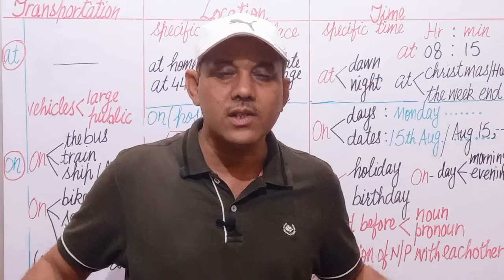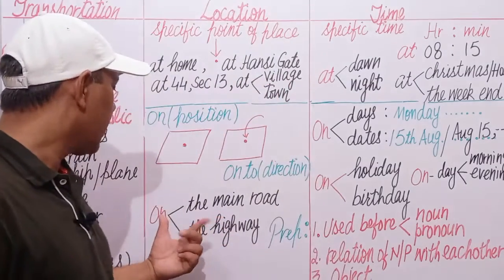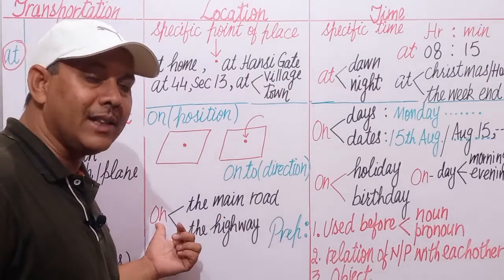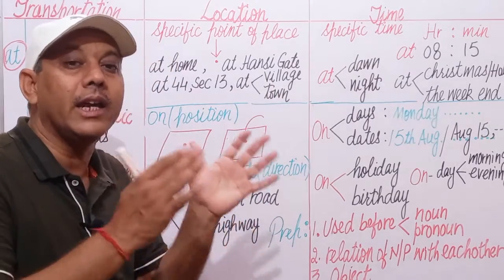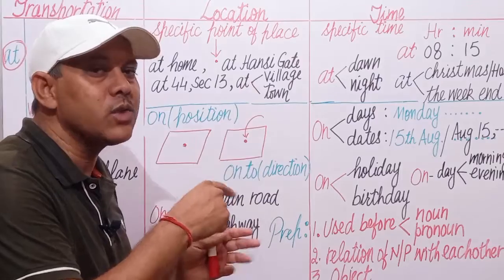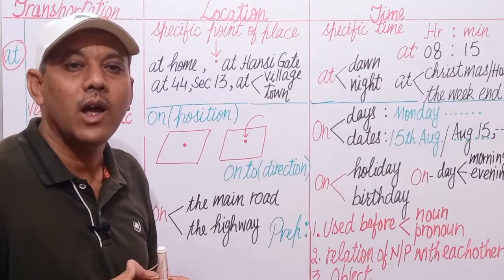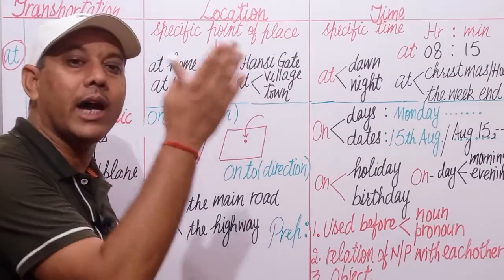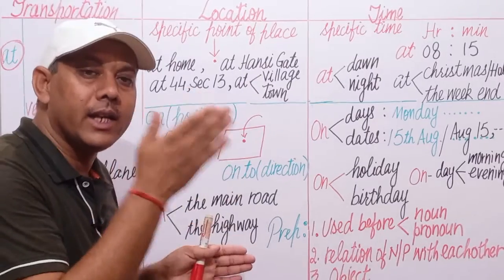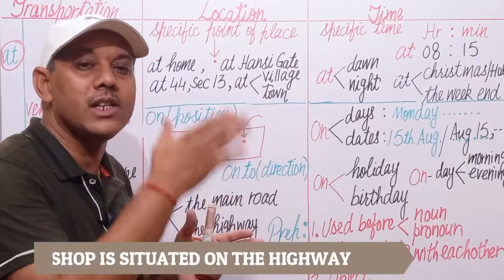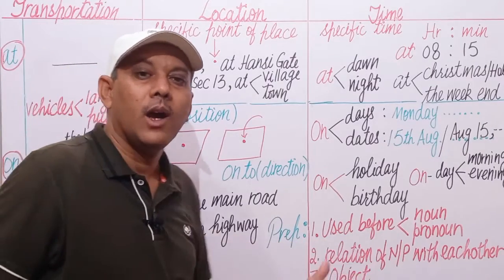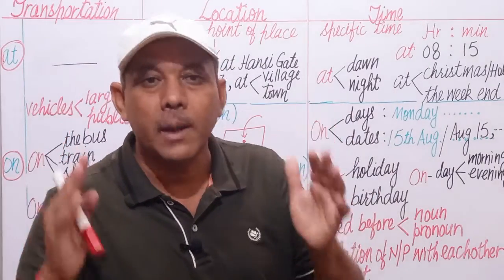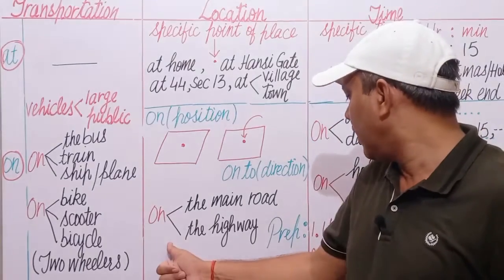This is a floor, this is a surface. Next is, on is used when the address is given without number. For example, he lives on the main road. He lives on the highway. His house is situated, or his shop is situated on the highway. In this way, on the highway, on the main road, we use on.